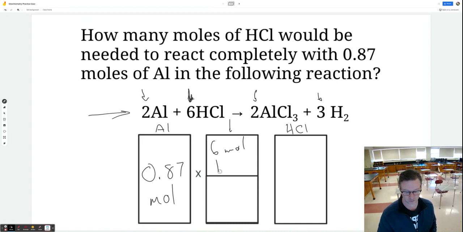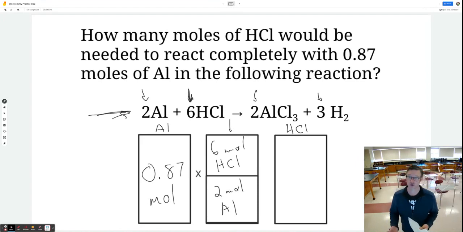So there are 6 moles of HCl. And then on the bottom of every mole ratio is the coefficient of the thing you started with. We started with aluminum. So the coefficient of aluminum is 2. Okay, so the thing you're trying to find, the coefficient goes on top. The thing you started with, the coefficient goes on the bottom. That's the mole ratio. Those numbers come from the equation. I can't say it enough, and I'll keep saying it.